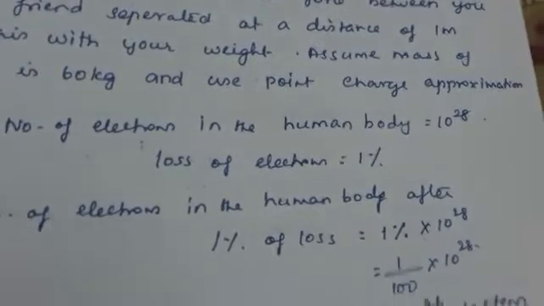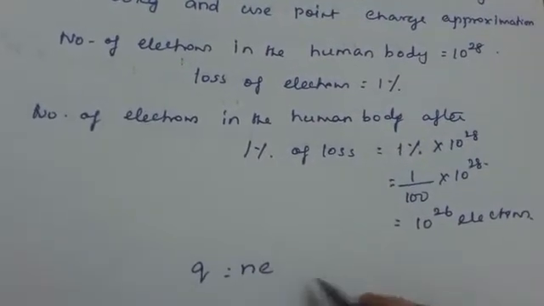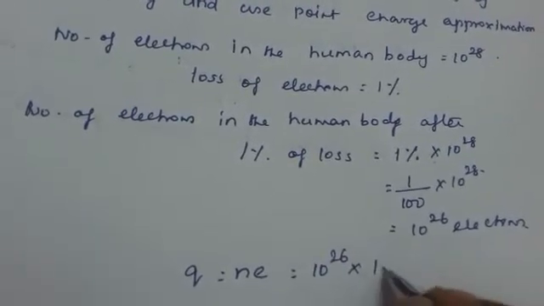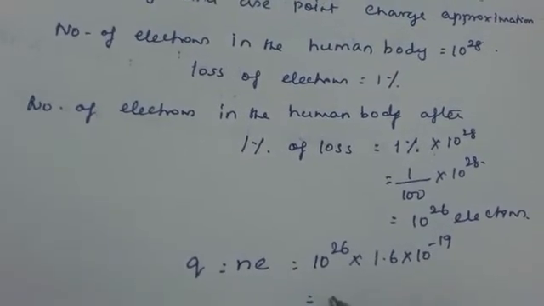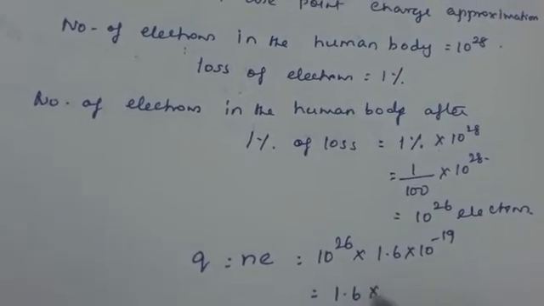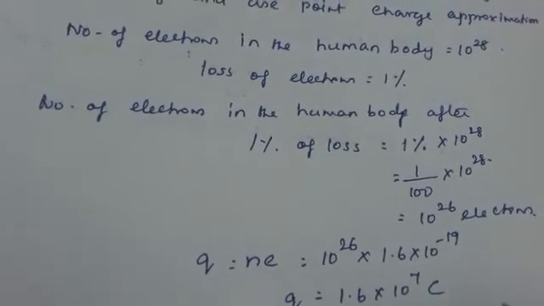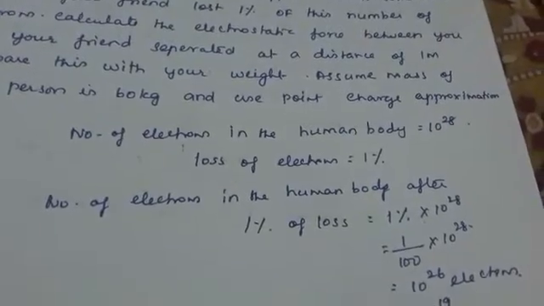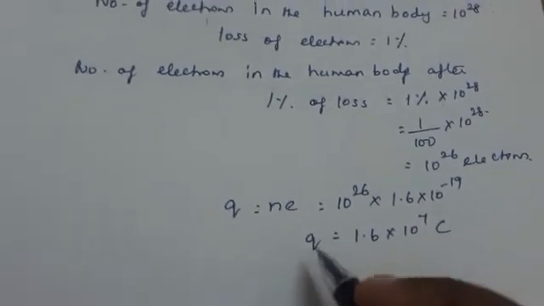Now what is the charge? Charge Q is equal to Ne. So N is 10 raised to 26 into the charge of the electron, 1.6 into 10 raised to minus 19. So the value is 1.6 into 10 raised to 7 coulomb. This is your charge. Both the persons have the same charge. Now we can go for finding the force.